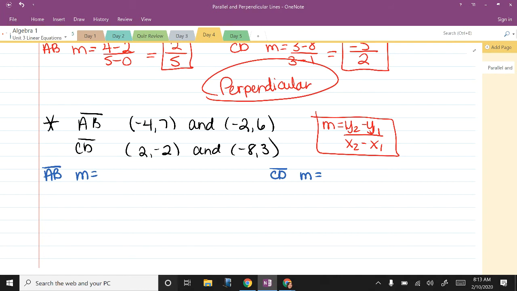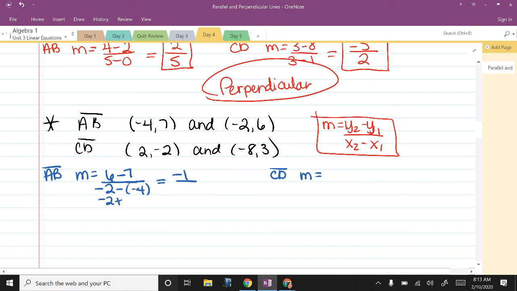How do I find the slope of line segment AB? 6 minus 7 on top, over, my pen is only barely writing. Sugar is my word, y'all. Okay, over what? -2 minus -4. So on top I get -1 over -2 plus 4 is 2. So y'all get -1/2 for the first slope?